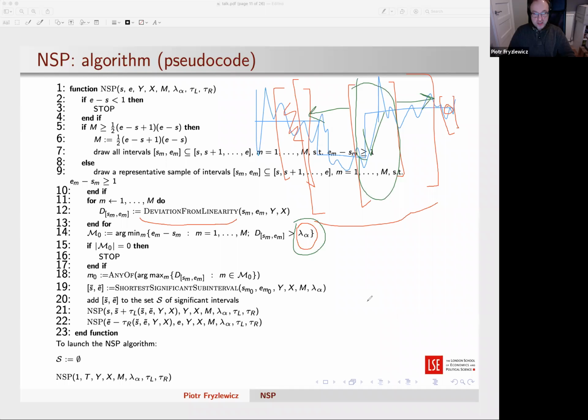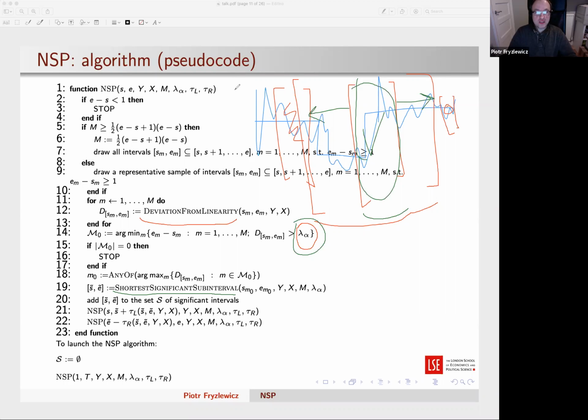There are some details which I didn't tell you about. Having found my short interval of deviation from linearity, I then look for the shortest significant subinterval. And this is important because sometimes my original grid over which I draw my intervals is not fine enough. I need to refine it. So having found this interval, which is short but significant, I then do a sub-search within it for an even shorter interval. It must exist because in the worst case, I choose the same interval again. Good. So this is exactly what the pseudocode says, and it's all, of course, in the paper.